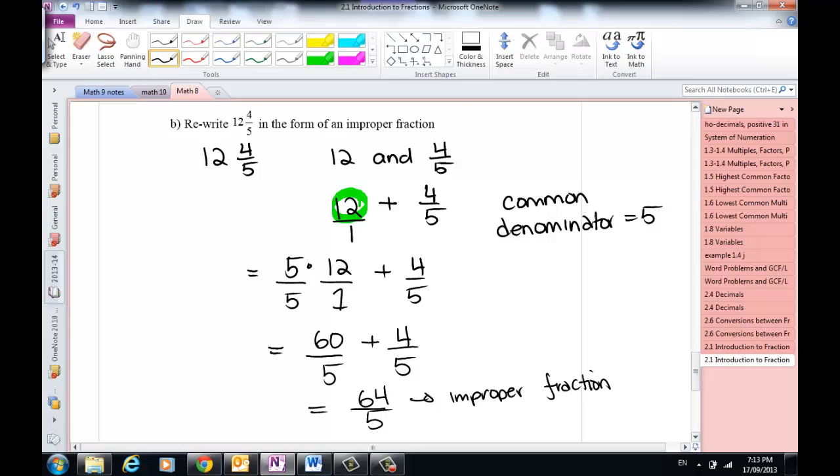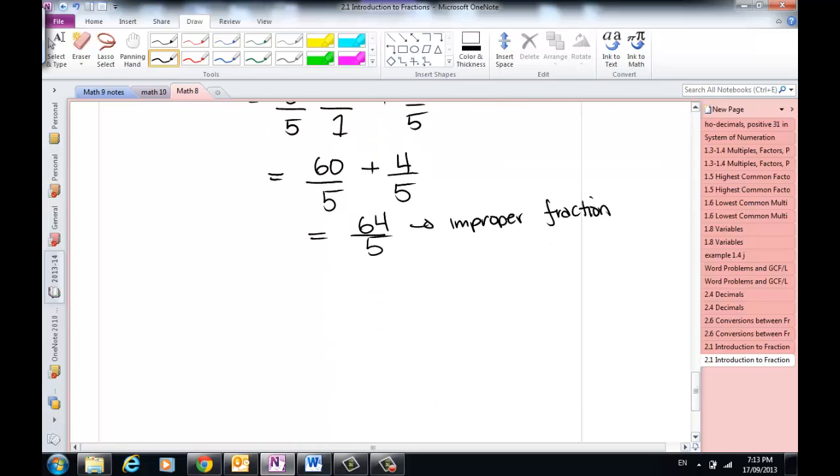And this is my improper fraction. And we're done, so you can start the homework assignment now.